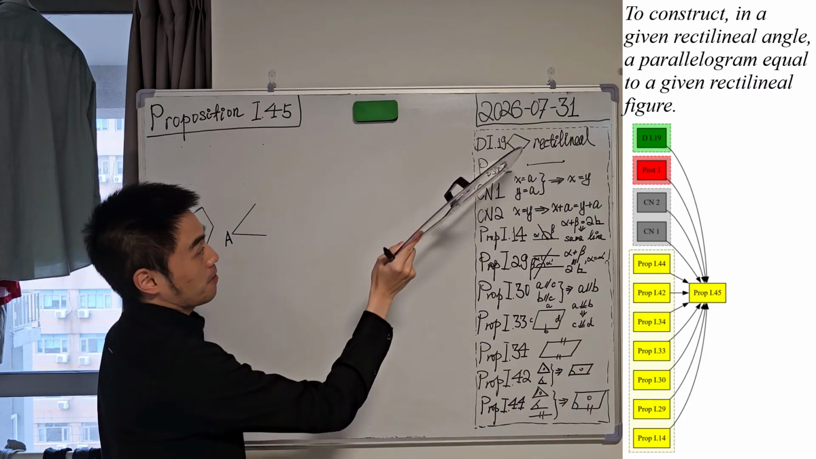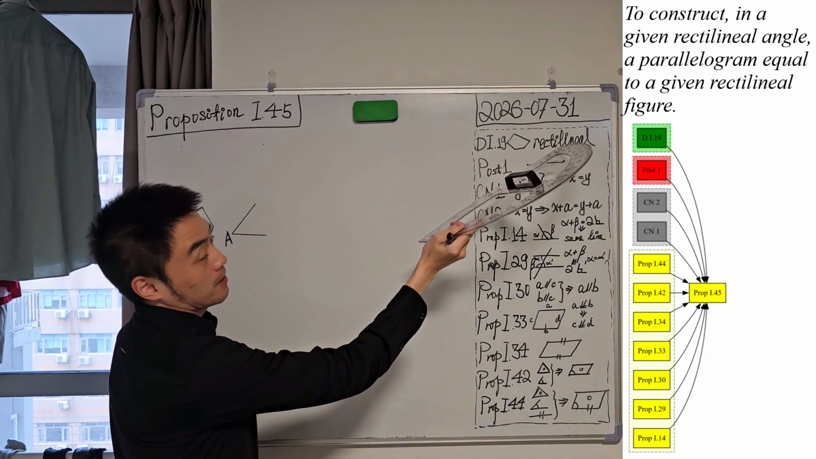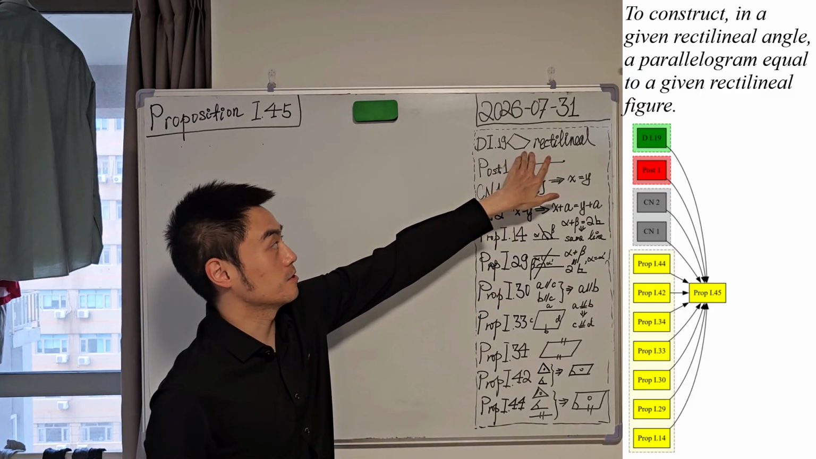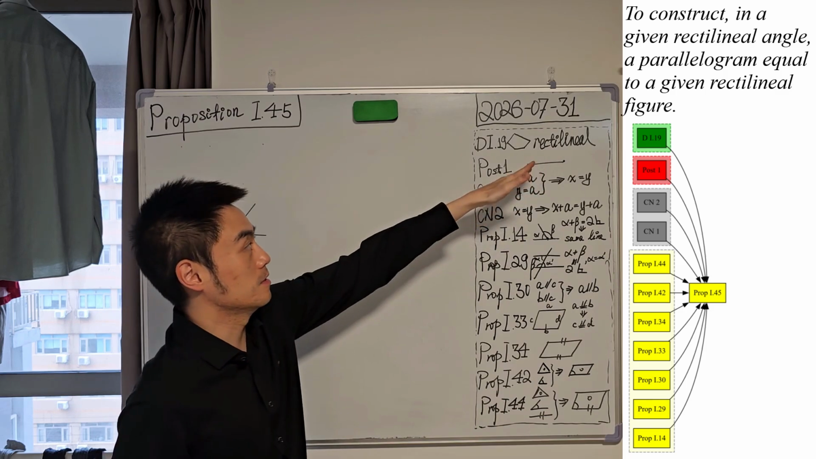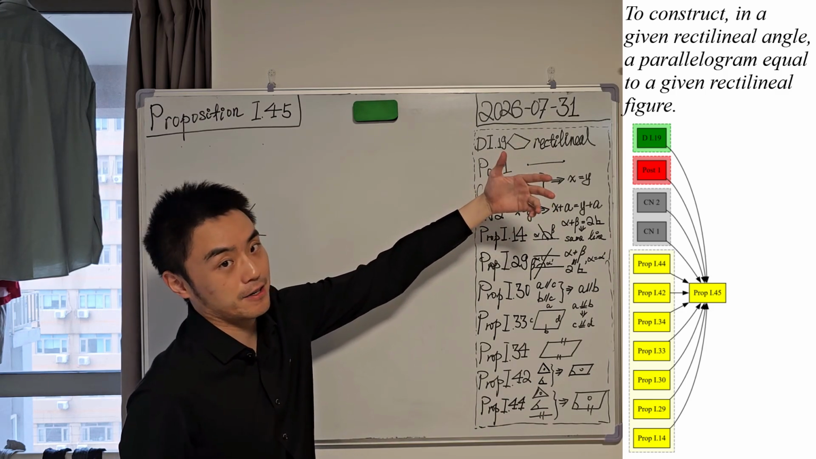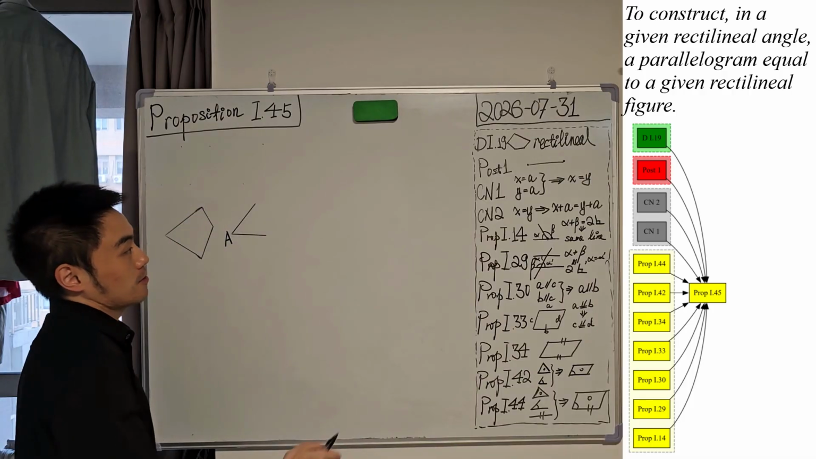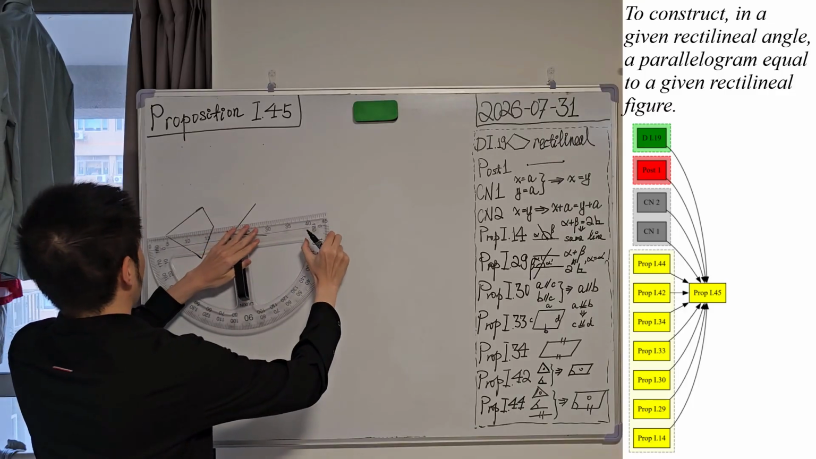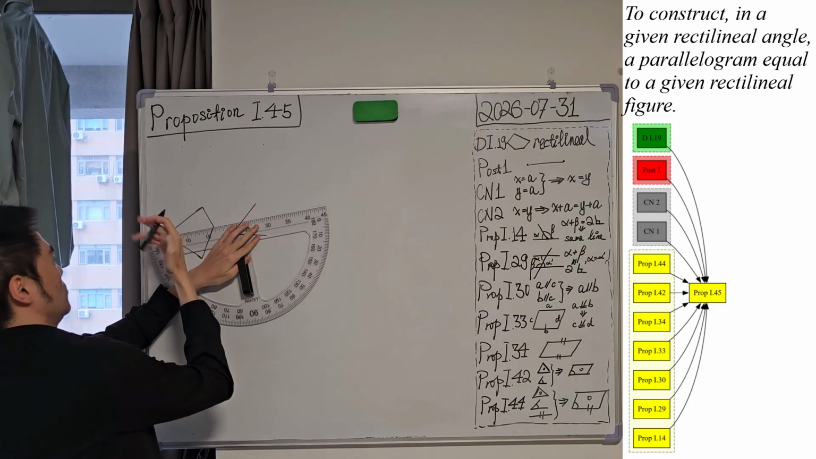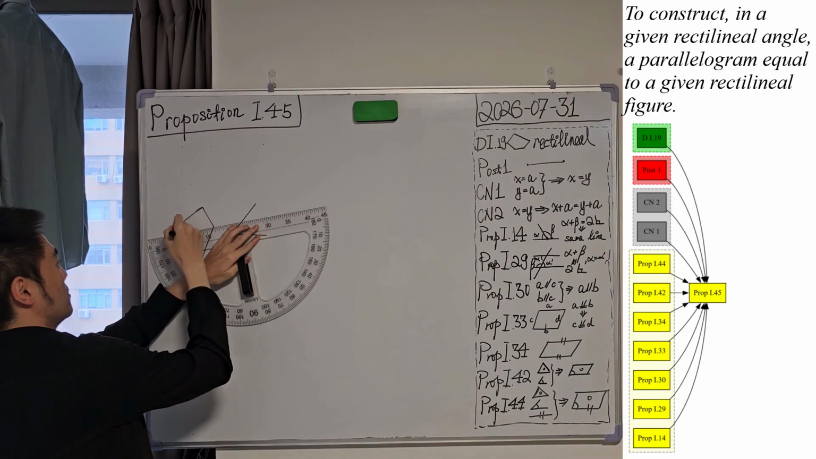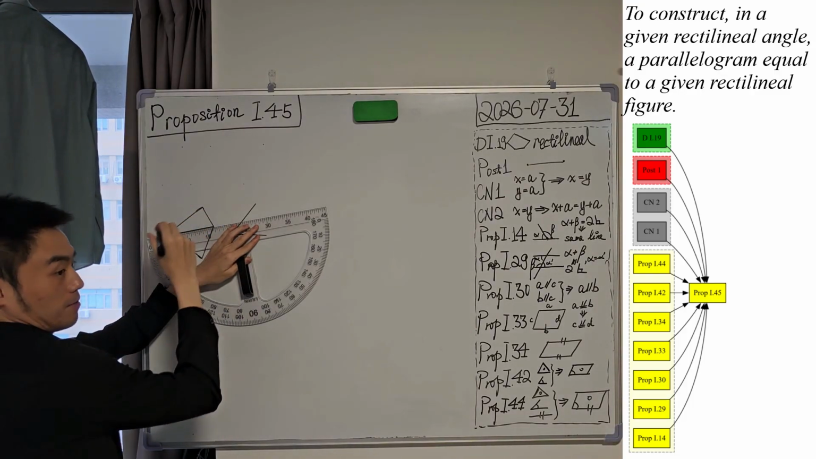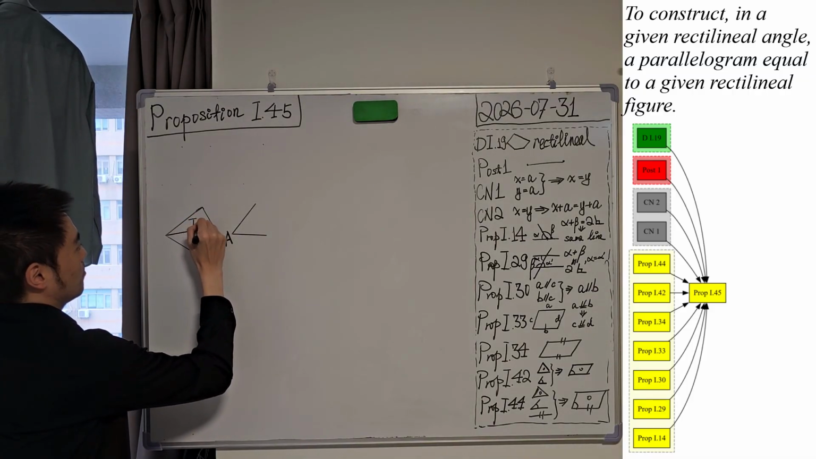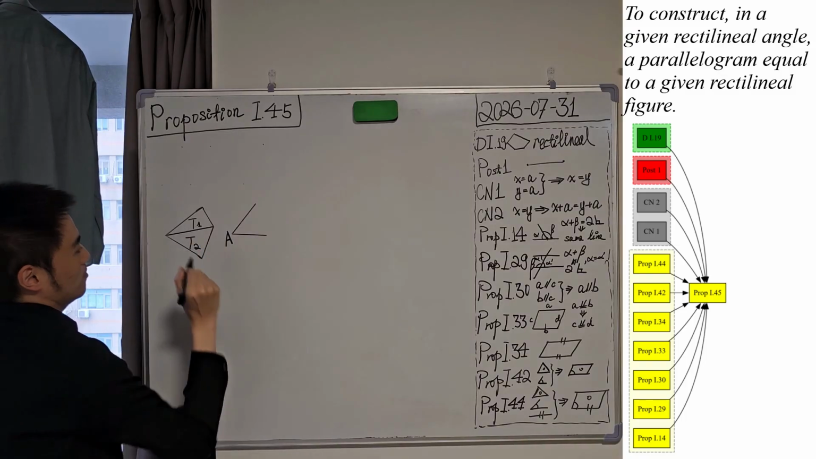So first of all, please recall the definition of a rectilineal figure. The boundary of rectilineal figures are different straight lines, which means we are able to divide it into different triangles, okay? So let us at first use postulate 1, and we join two opposite endpoints of this rectilineal figure to divide it into two different triangles, and let's assume they are triangle 1 T1 and triangle 2 T2, okay?